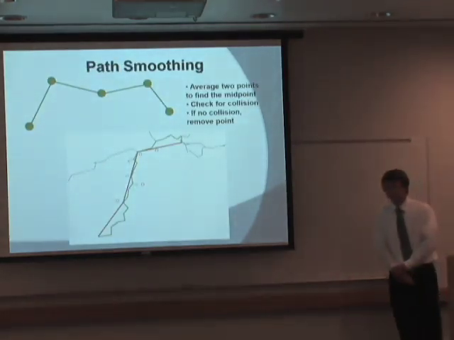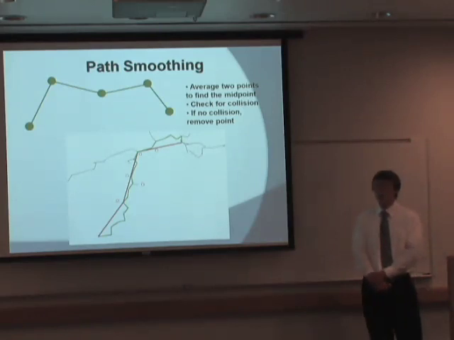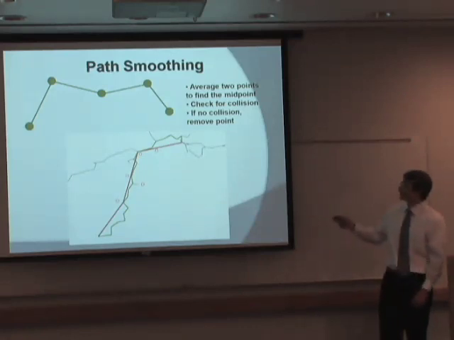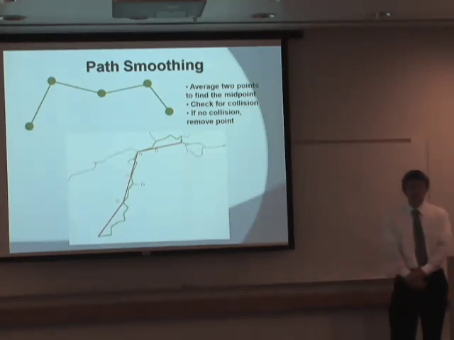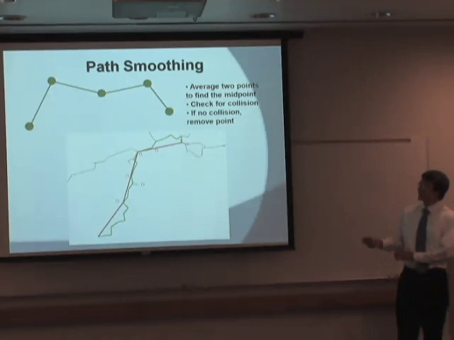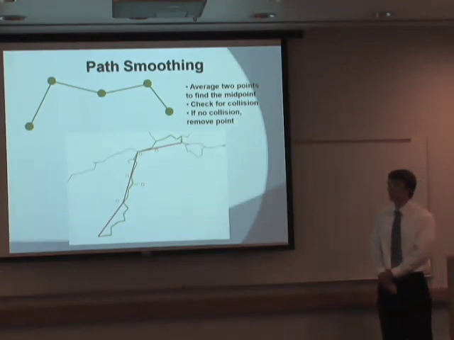Because the RRT is a random algorithm, expanding your tree in random directions, there's going to be some sort of suboptimal path that you calculate. As you can see here, say these 5 green points are a path that the RRT has chosen for us. Odds are, it's probably not the most efficient path that you could take to the goal. So what we want to introduce is some sort of path smoothing algorithm.